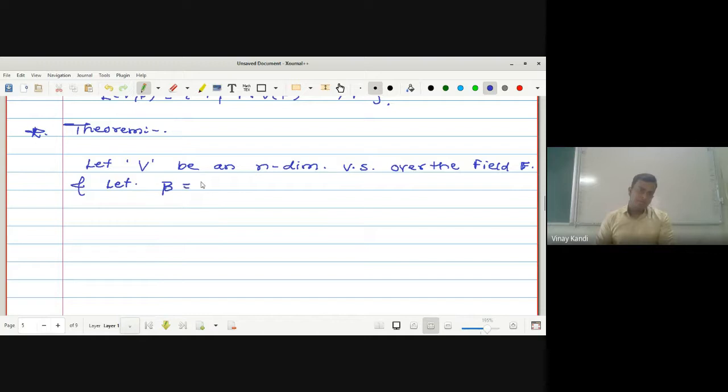Let beta, the set alpha 1, alpha 2, up to alpha n, be any ordered basis of capital V.